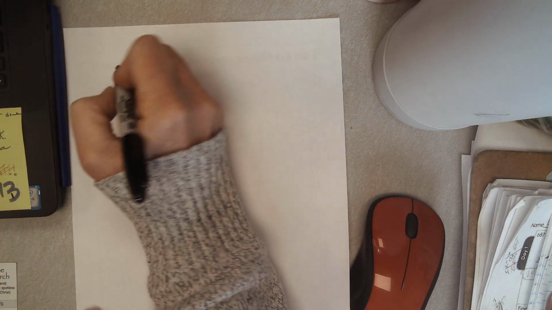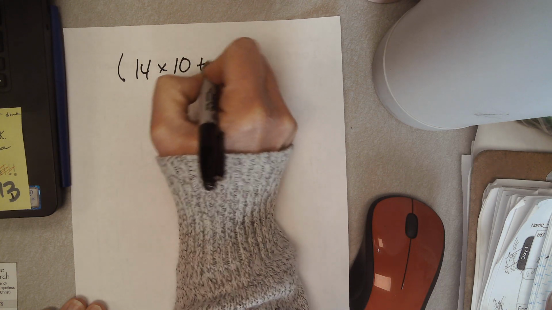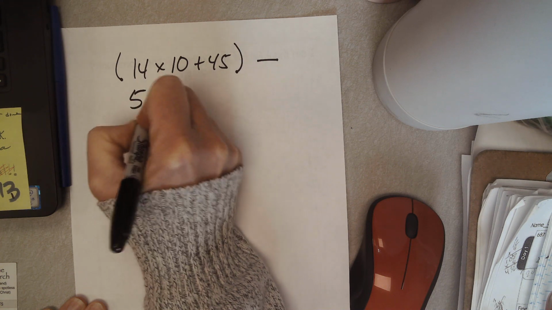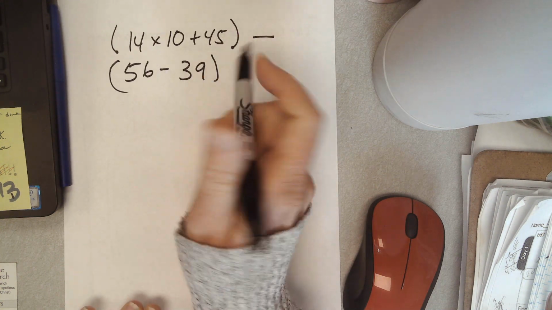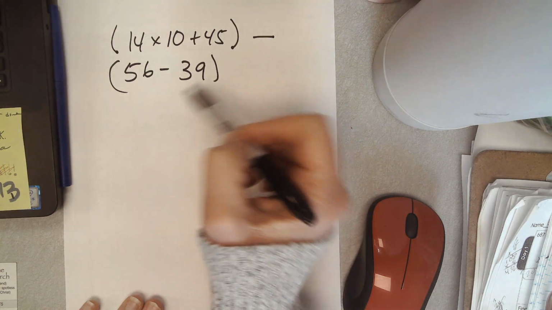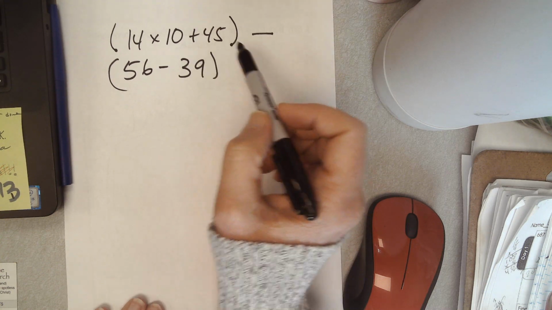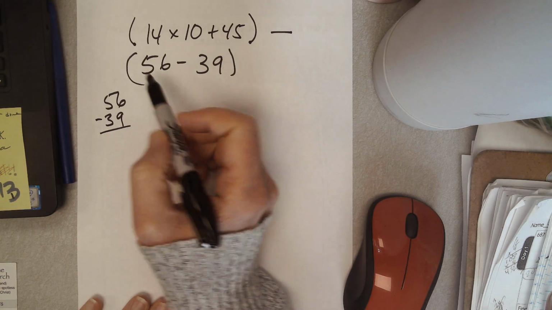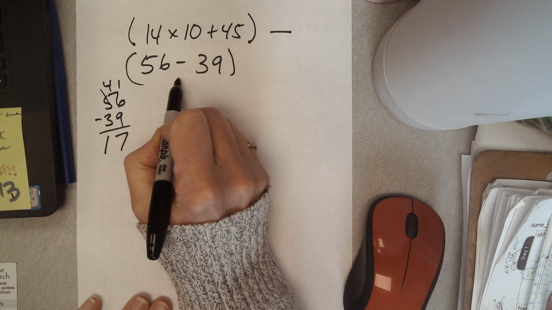Okay, number 3 is 14 times 10 plus 45 parentheses minus 56 minus 39. So if I'm doing PEMDAS, it doesn't matter which of these I'm doing first, because I'm just doing what's inside and then I'm doing something else. Okay? So 56 minus 39 is 17. So this quantity is 17.